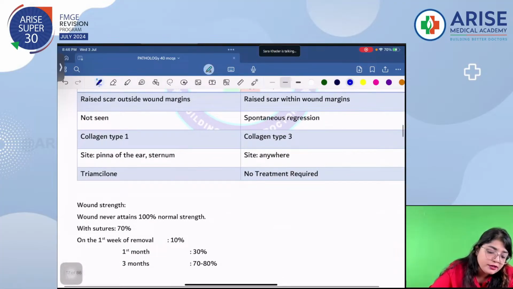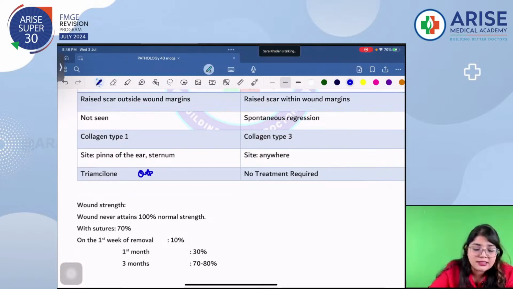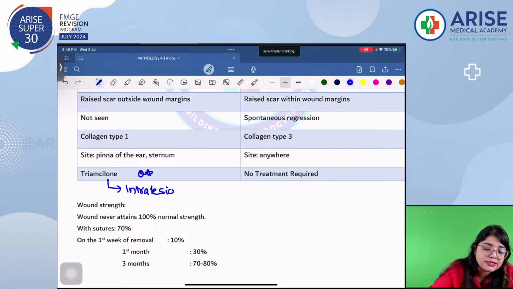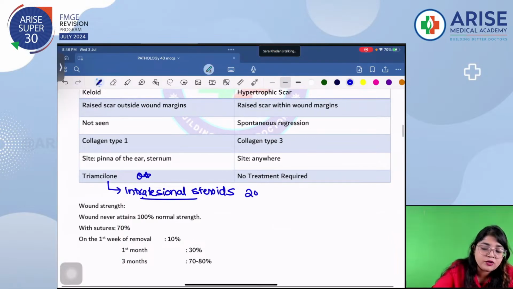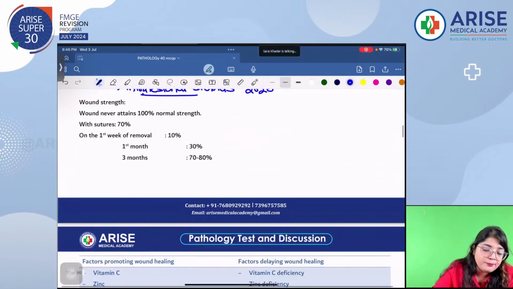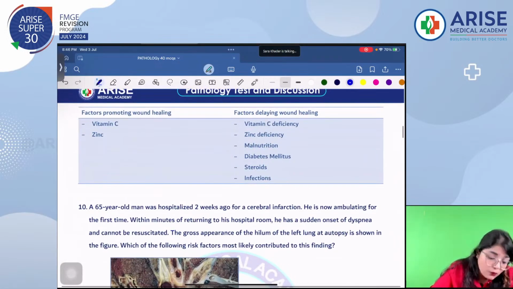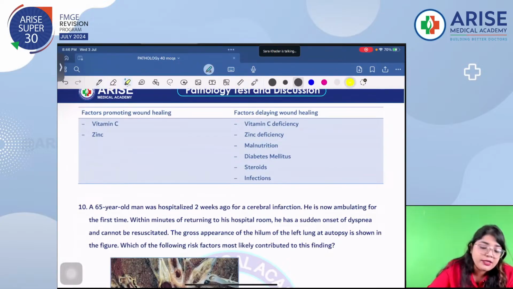Very, very important. Remember, triamcinolone has been asked in your exam. How do you treat a keloid? You give intralesional steroids. Okay, intralesional steroids are given. And which one? Triamcinolone. Okay, very good. This was a question that was asked in FMGE 2020. Very important. Plus also the factors that promote wound healing.